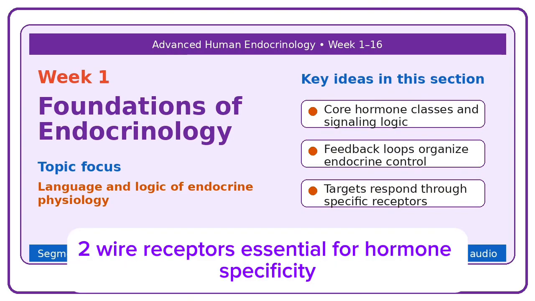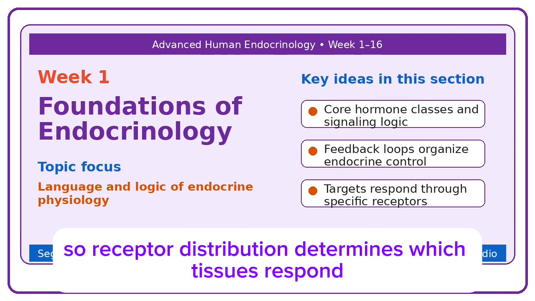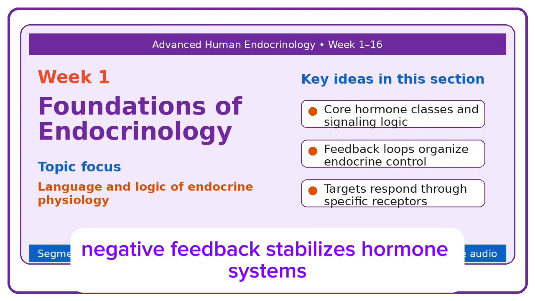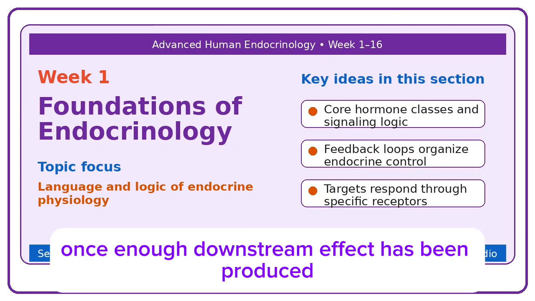2. Why are receptors essential for hormone specificity? A hormone can affect only cells that express the appropriate receptor, so receptor distribution determines which tissues respond. 3. Why is negative feedback so important in endocrinology? Negative feedback stabilizes hormone systems by reducing the original stimulus once enough downstream effect has been produced.